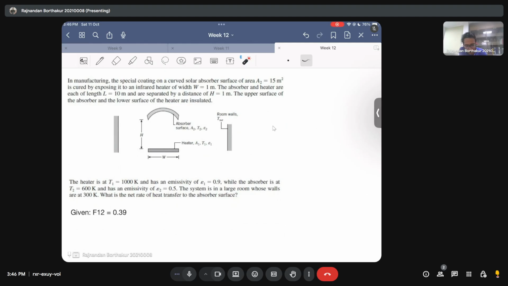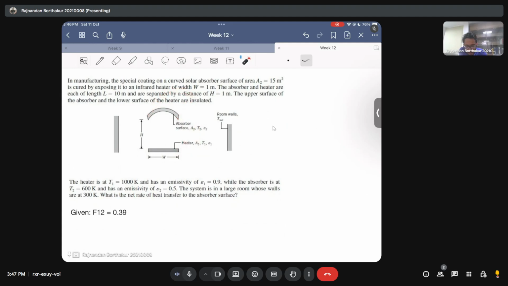surface of area A2 equal to 15 meter square is cured by exposing it to an infrared heater of width W equal to 1 meter. Okay, so there is an absorber on which there is a special kind of coating present on its surface. And in order to cure this coating, you are exposing it to a heater whose dimensions are given. The absorber and the heater are of length L equal to 10 meter, meaning that this particular length of the absorber and the length of the heater is equal to 10.